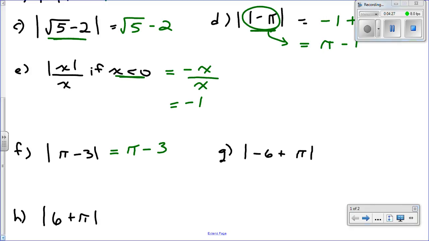Negative 6 plus 3 point something will still be negative. Since it's going to be negative, we change the sign on both parts. So that becomes positive 6 minus pi. And then H, the absolute value of 6 plus pi, because those are both positives, when we add it, will be positive, so that will just stay the same. We end up with 6 plus pi. And that's evaluating absolute value expressions.